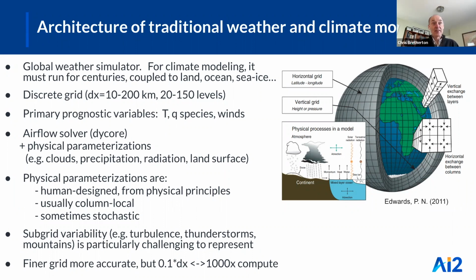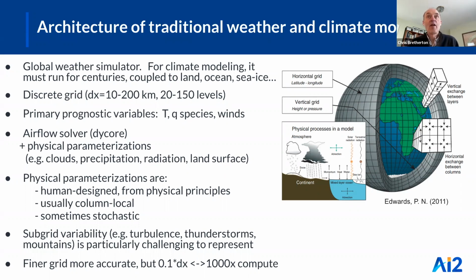The physical parameterizations are designed from physical principles, but ultimately there's a fair amount of expert judgment and input that goes into them, so they're subjective. Usually, but they don't have to be, physical parameterizations work column-wise, so they make predictions about changes in each column from inputs of the temperature and moisture profiles and wind profiles within that column. They can be stochastic. Subgrid variability is one of the things we try and represent with such parameterization.